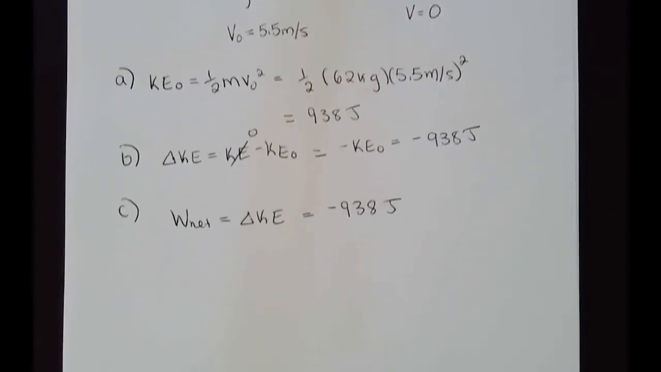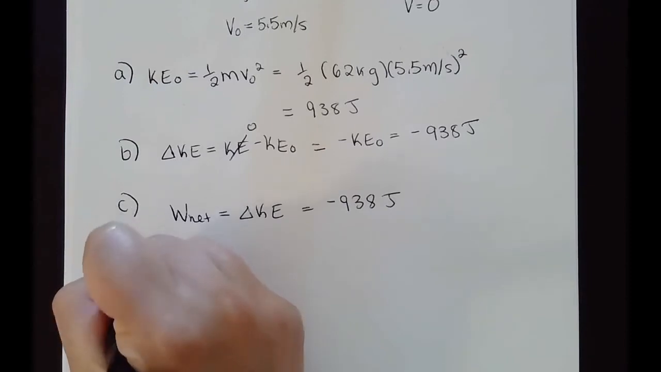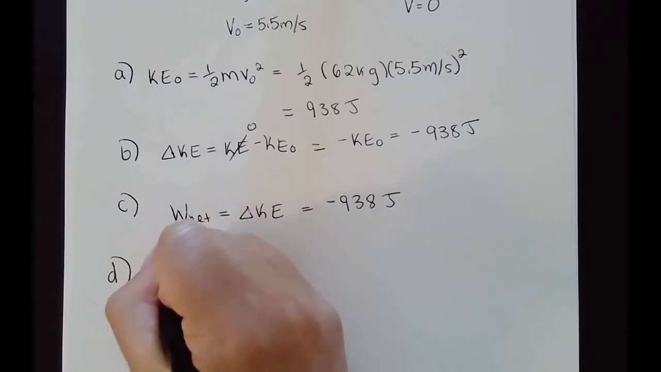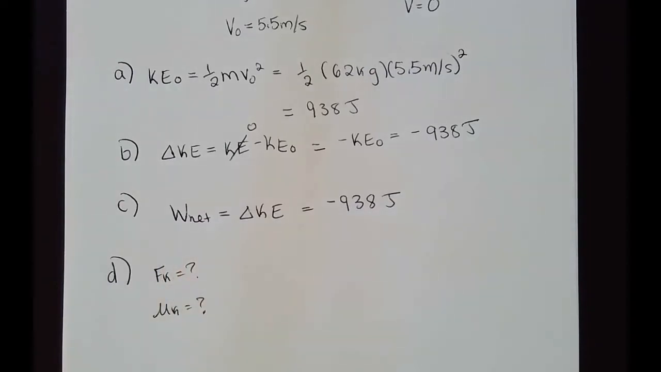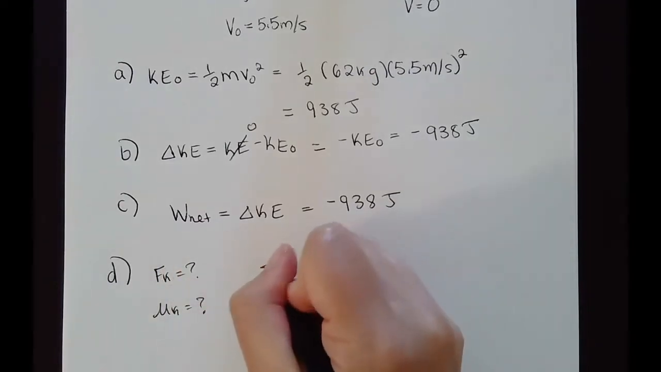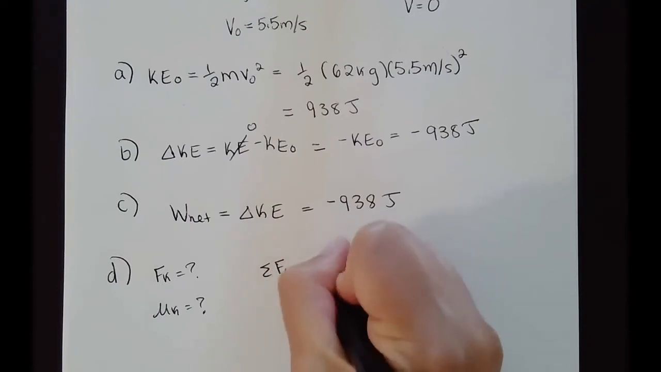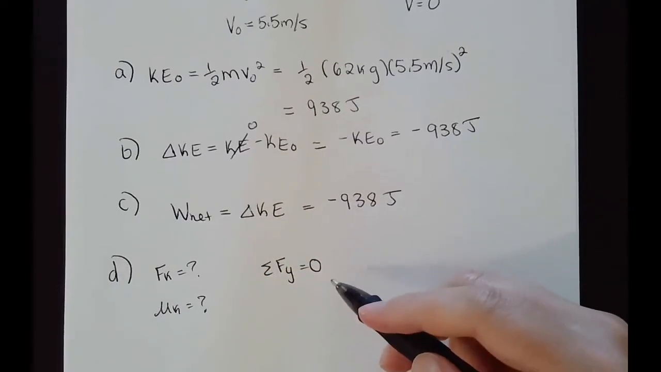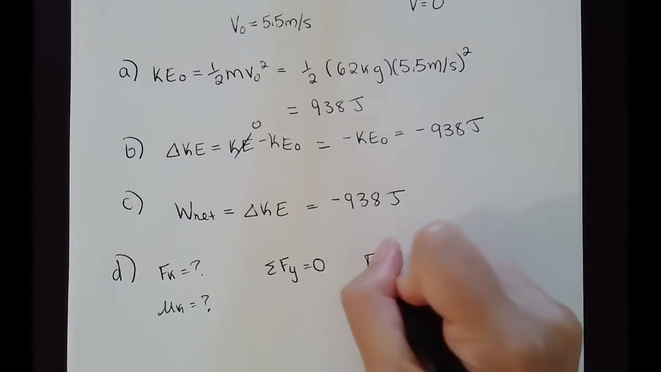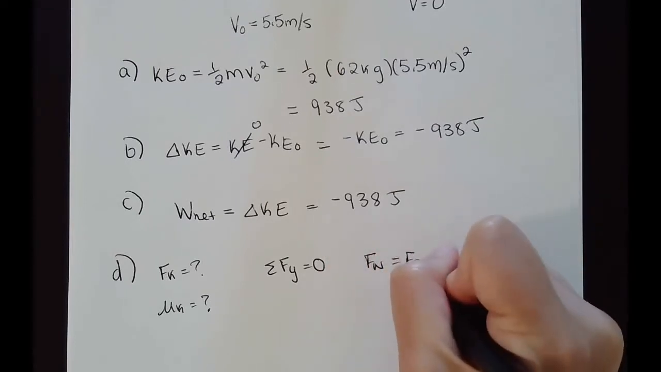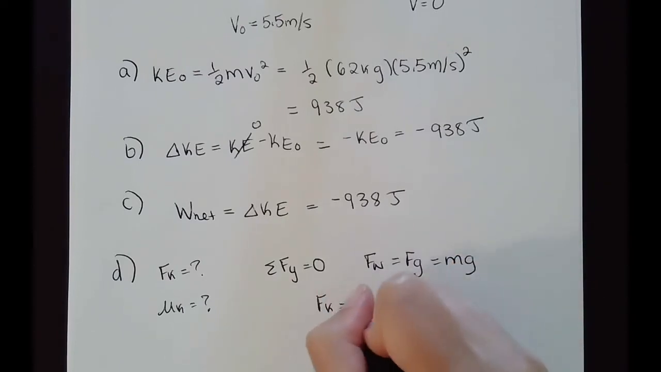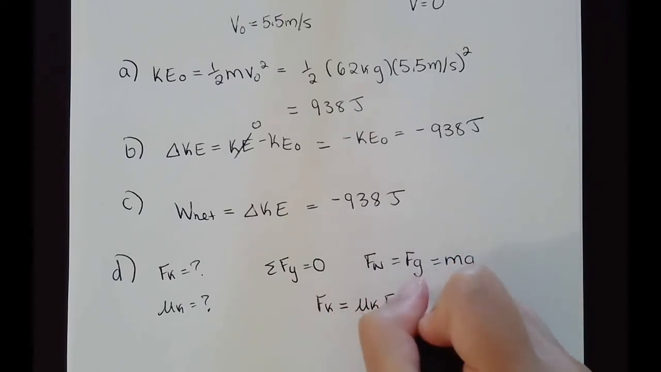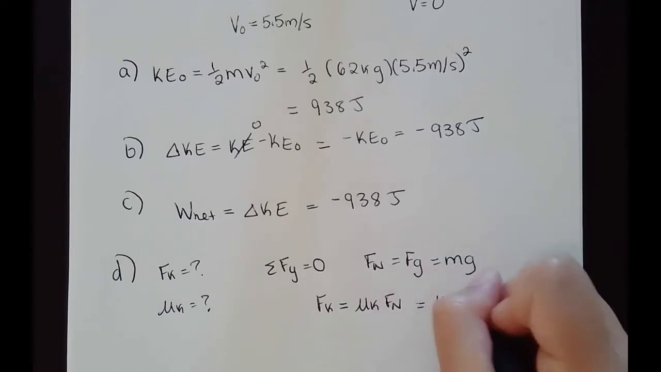All right, now for finding the friction force, Fk, and the coefficient of kinetic friction, mu k. We're going to need the normal force, so in the y direction we have the net force equal to 0. There's no acceleration in that direction. So Fn equals Fg, which is mg here. And then kinetic friction, Fk, is equal to mu k Fn. So we can plug in mu k mg.